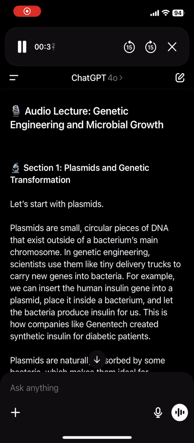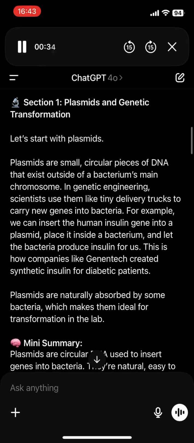Circular pieces of DNA that exist outside of a bacterium's main chromosome. In genetic engineering, scientists use them like tiny delivery trucks to carry new genes into bacteria. For example, we can insert the human insulin gene into a plasmid, place it inside a bacterium, and let the bacteria produce insulin for us.